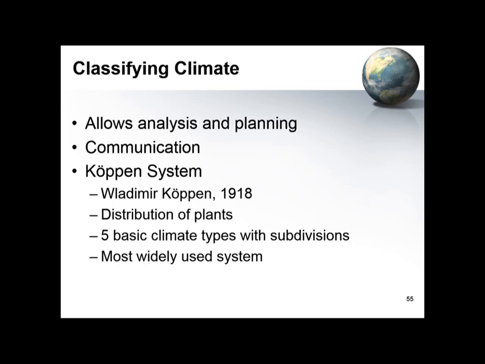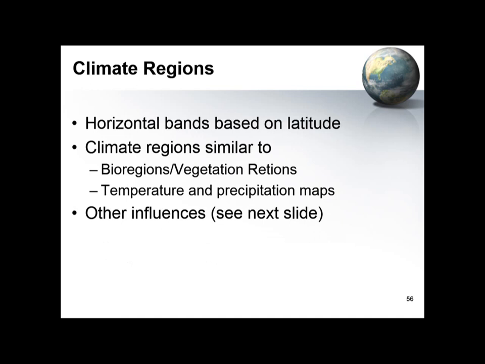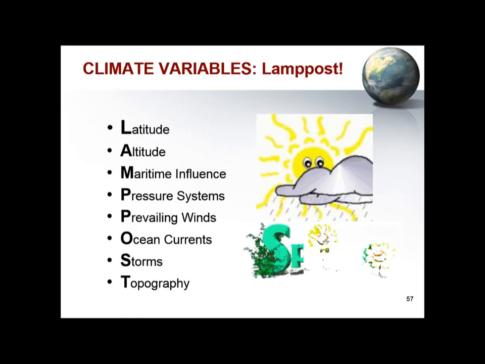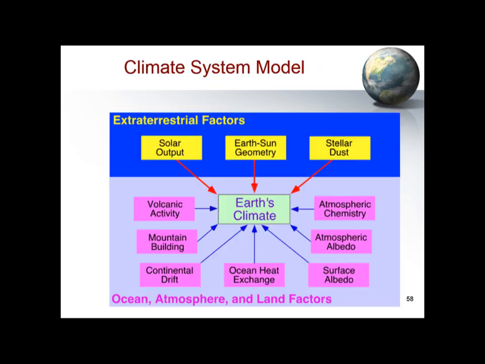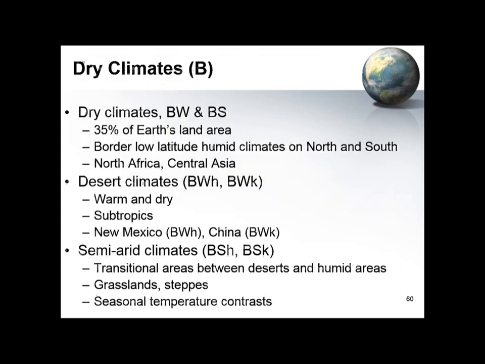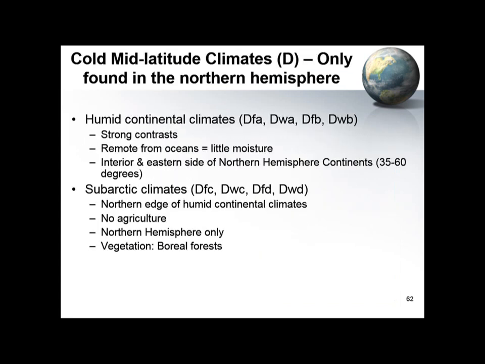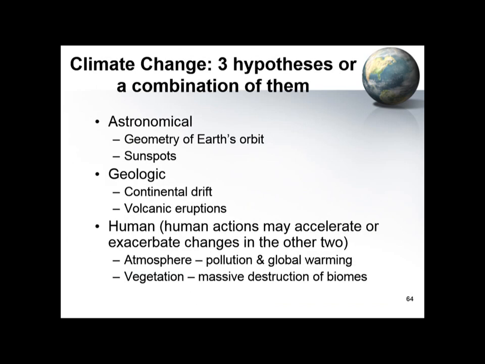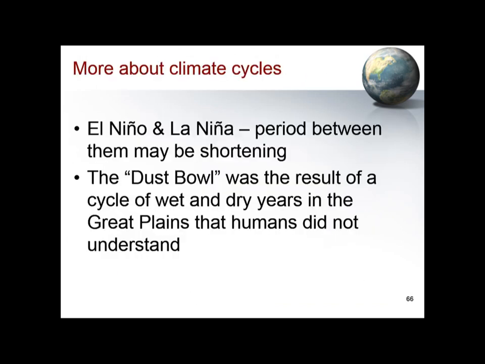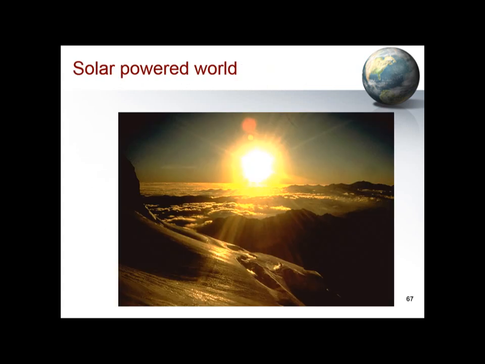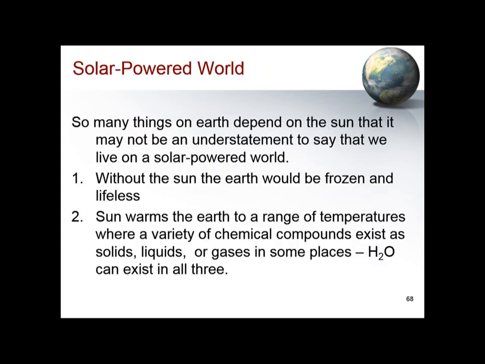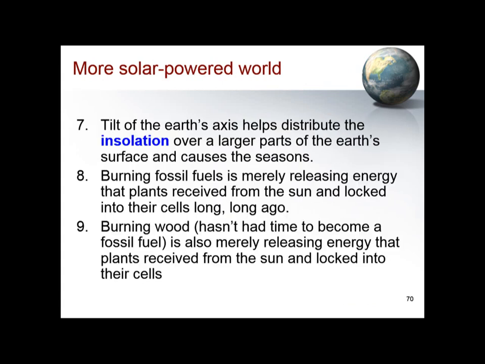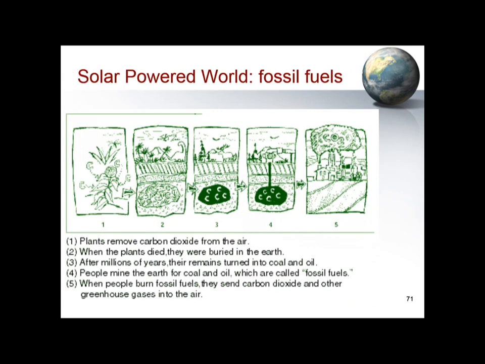Köppen system. So you can see climate regions, climate variables: latitude, altitude, maritime influence, pressure systems, prevailing winds, ocean currents, storms, and topography. Climate change is very complex. More about climate cycles, solar powered world. So more solar powered world. And others.